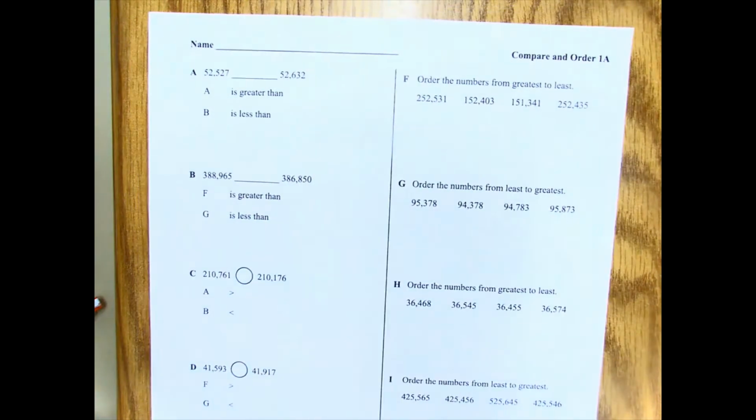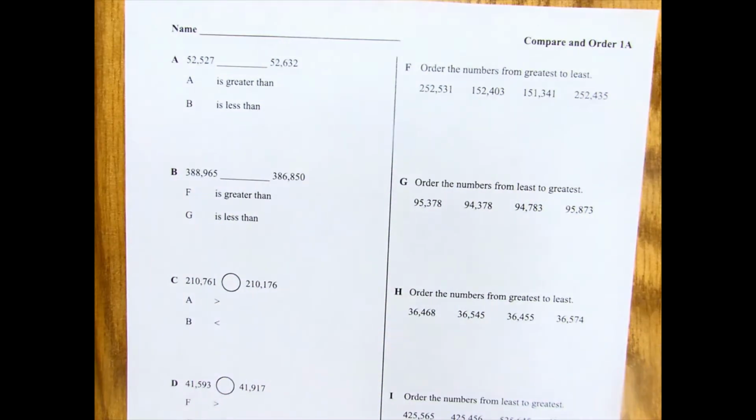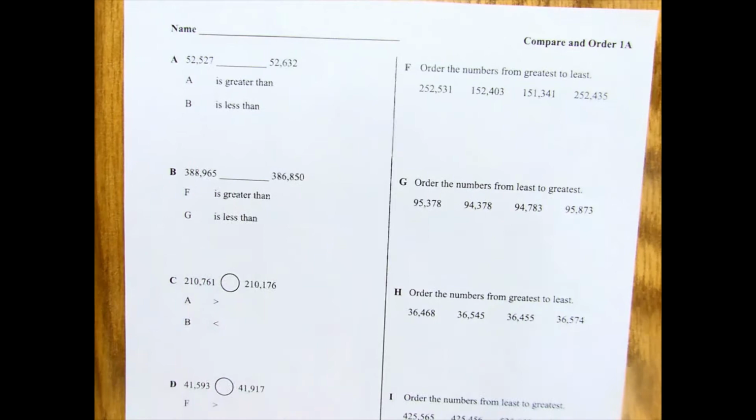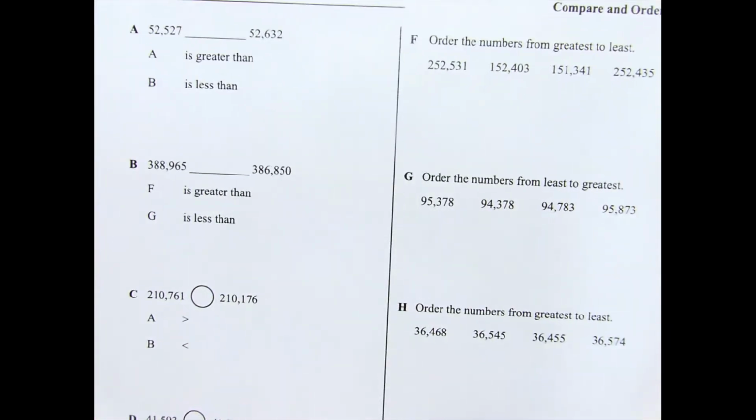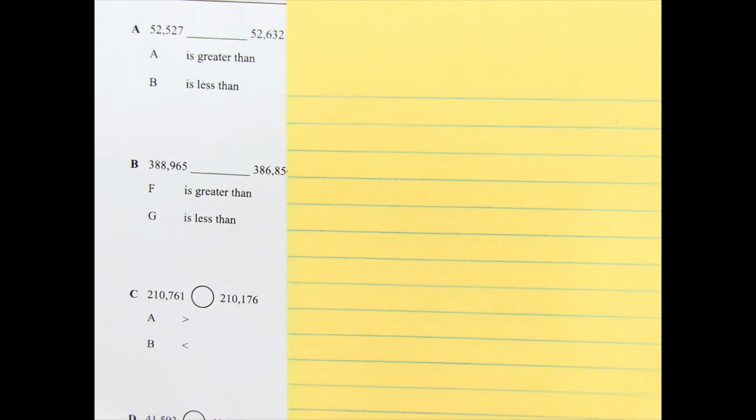So let's go ahead and look at what we have here. Let's look at letter A. For letter A, it says I have 52,527, and the other number is 52,632. So now that I have both of my numbers to compare, I'm going to get a piece of paper.